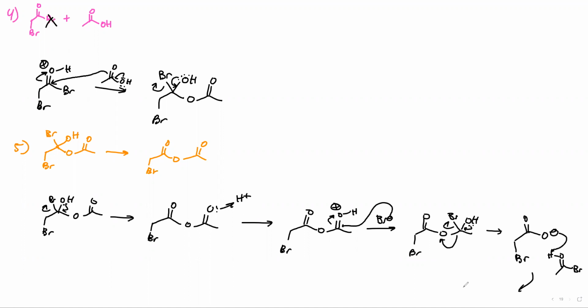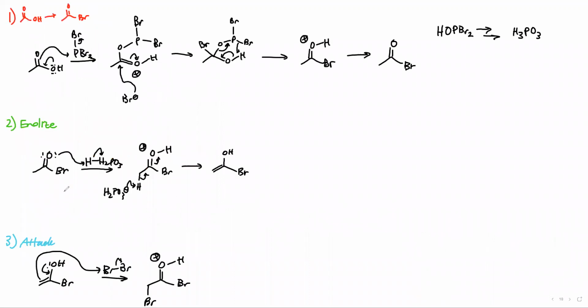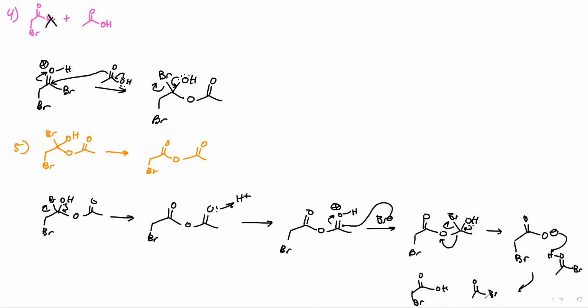Okay, and what we end up with is our final product: the alpha bromo acid and an acyl bromide. This acyl bromide will go back to step 2 and keep going. So this is not going to be a product, because this is just going to be consumed.